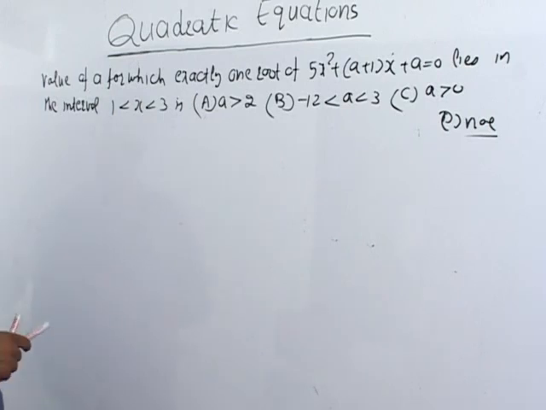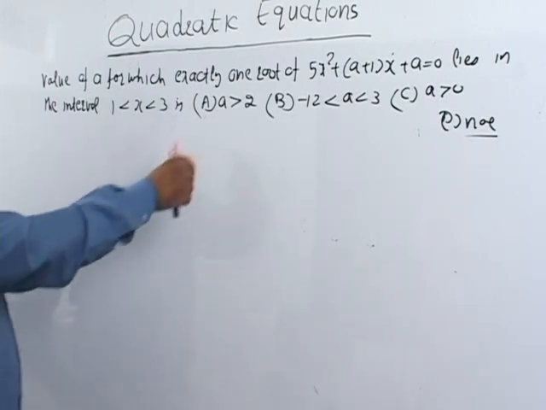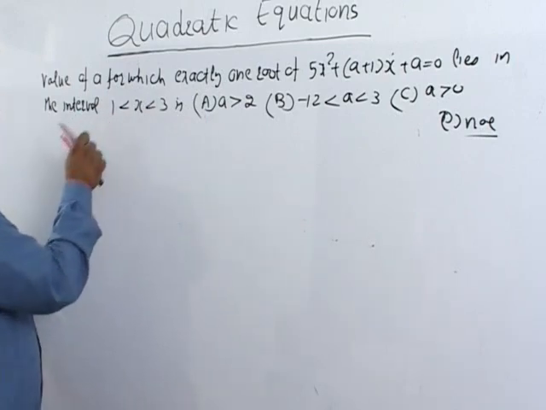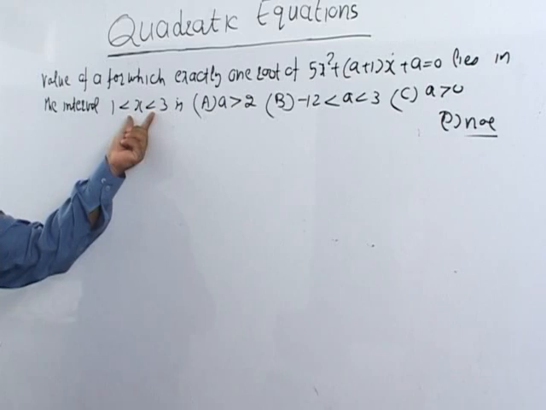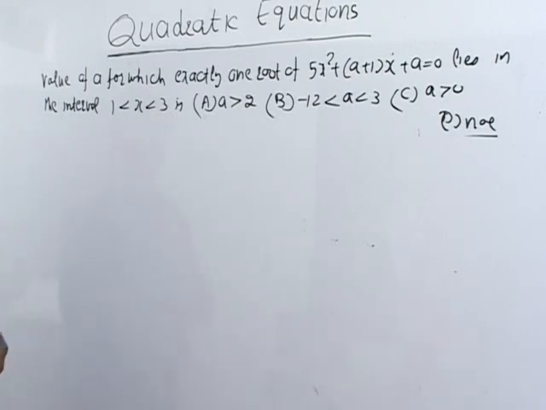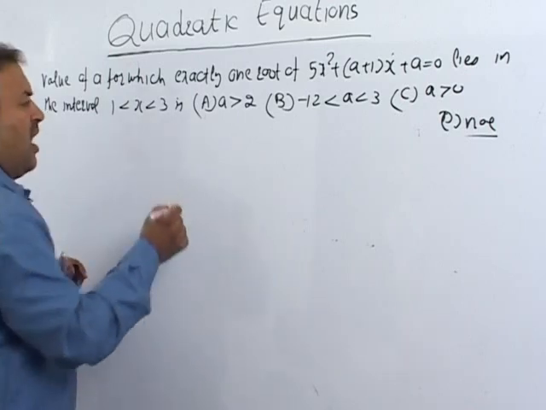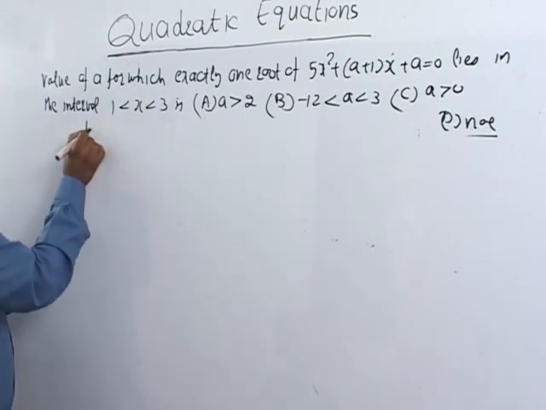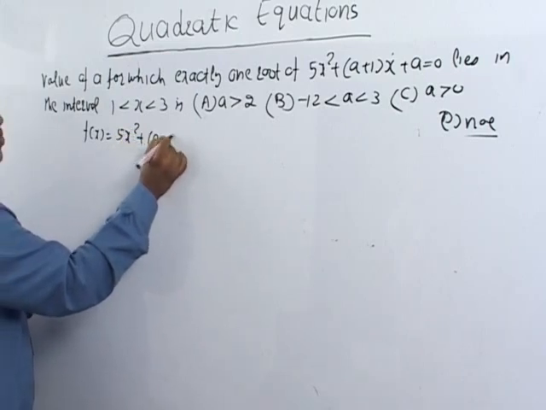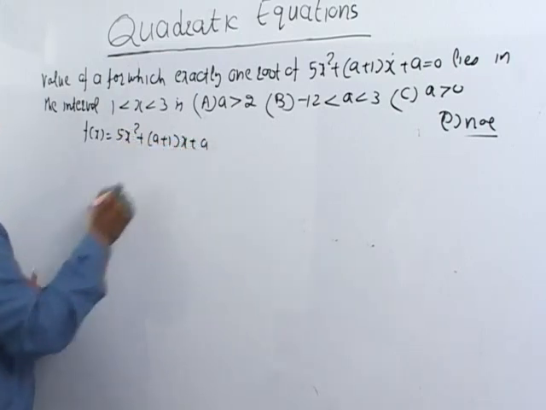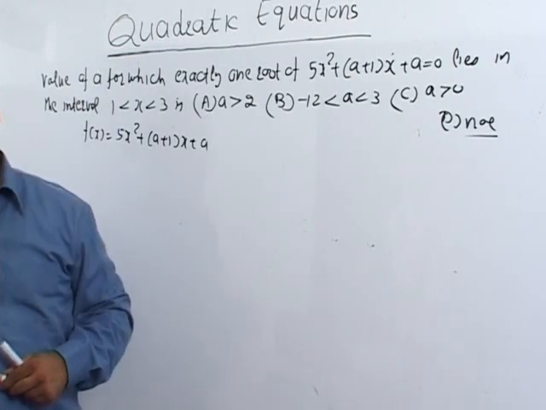We have been given the value of a for which exactly one root of this equation lies in the interval 1 and 3. So what I'll do is suppose that f(x) is equal to 5x² + (a + 1)x + a. I take this as a polynomial.